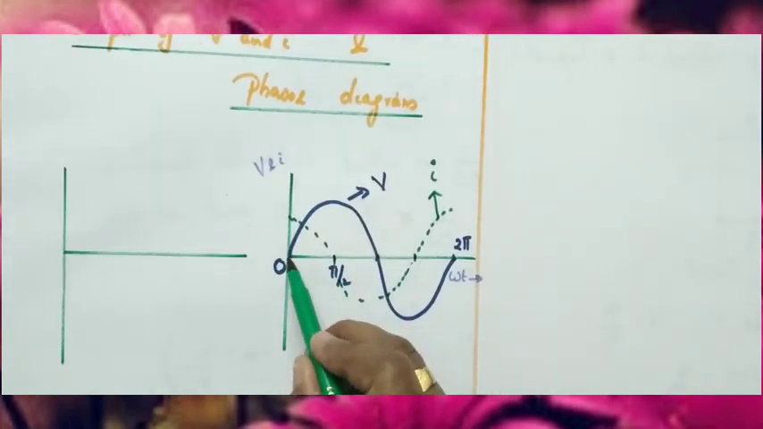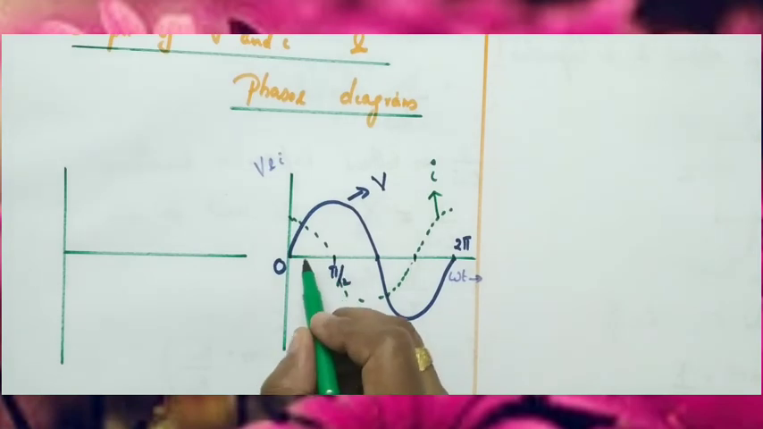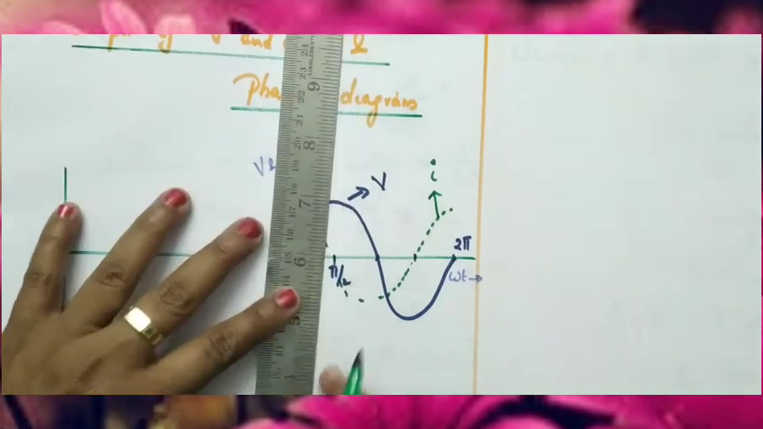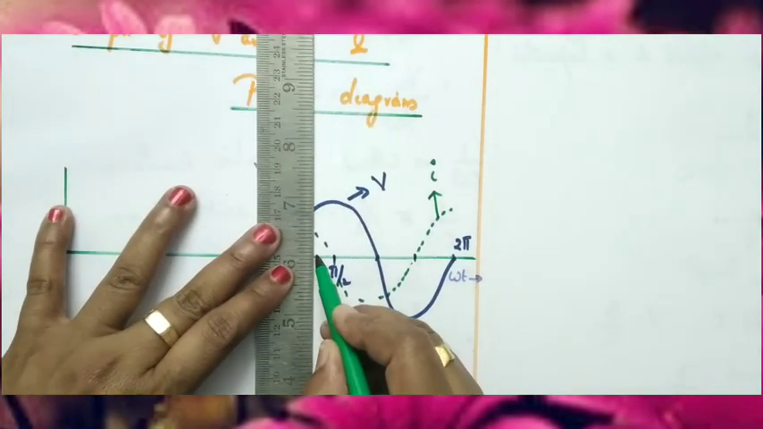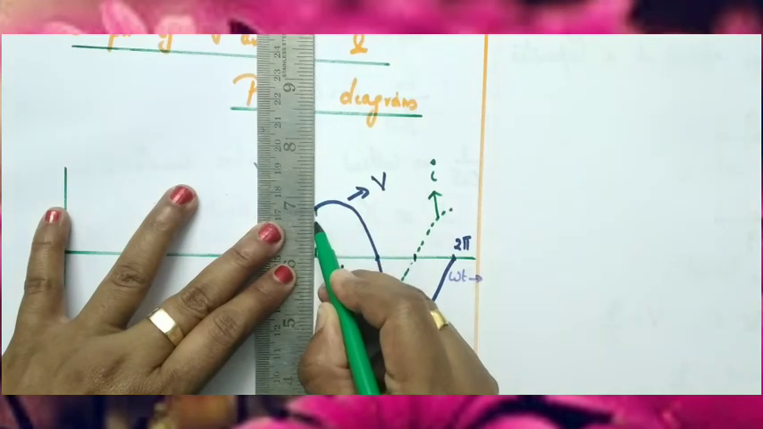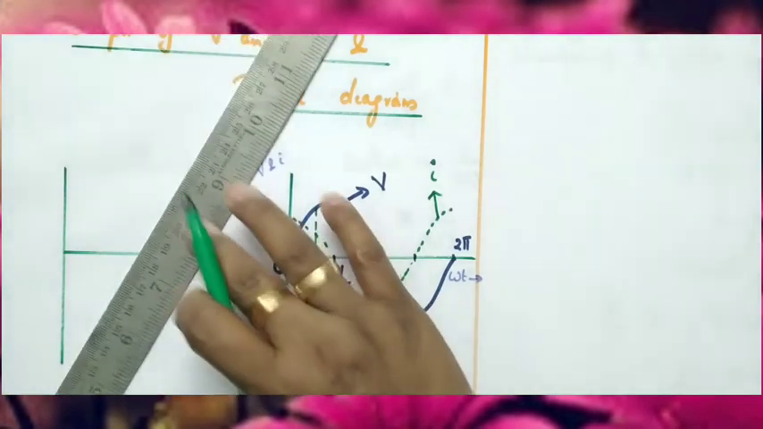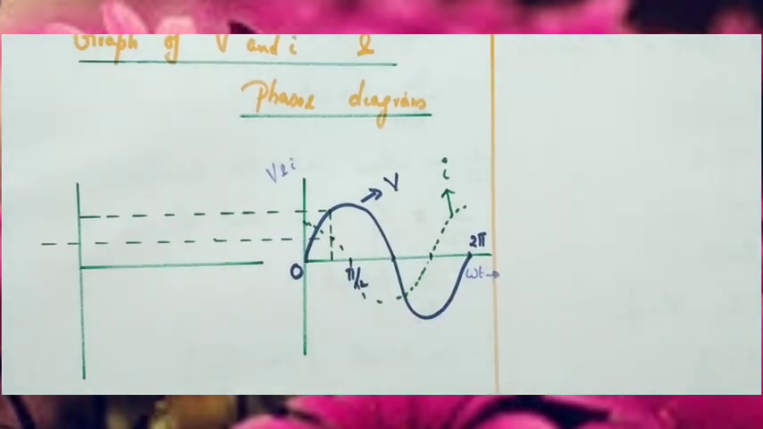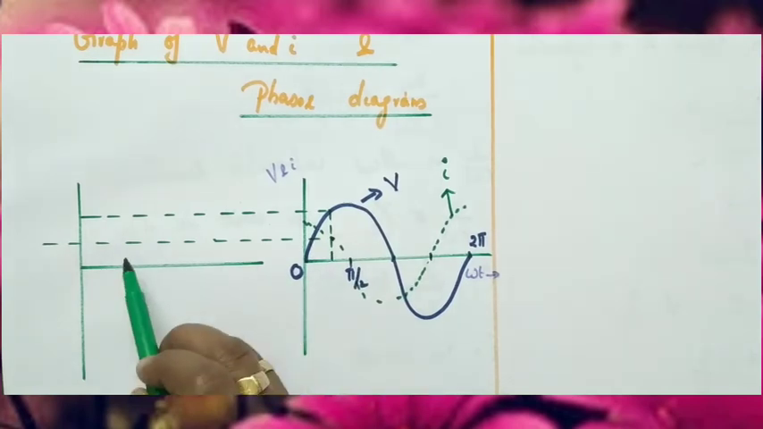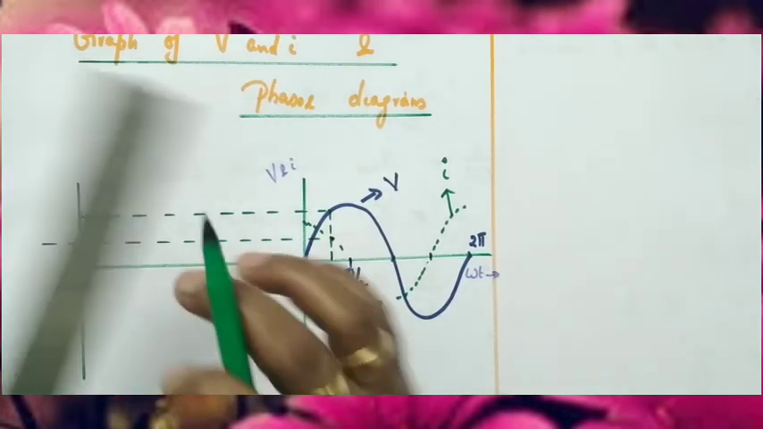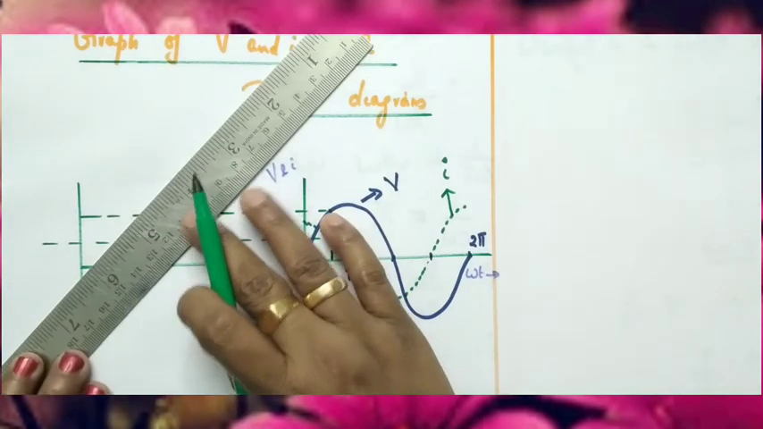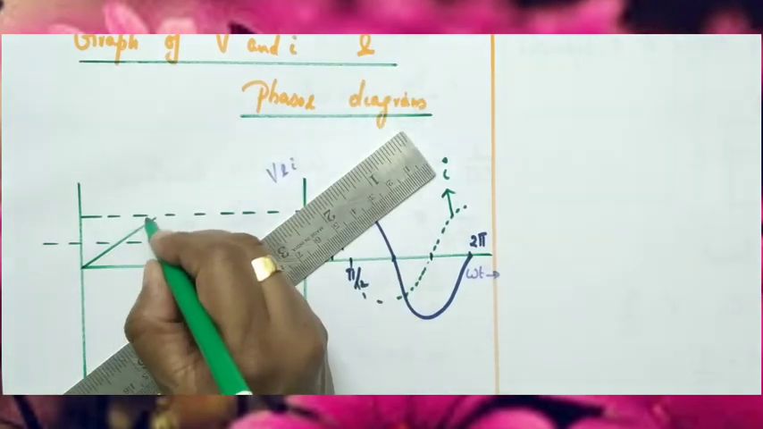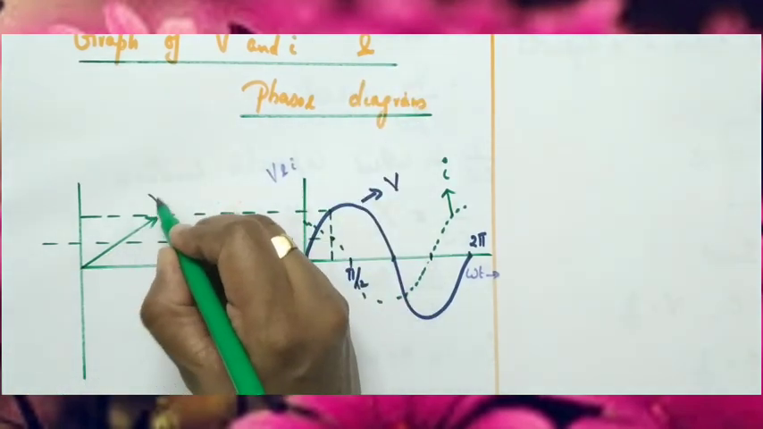Consider an angle between 0 and pi by 2 as usual. Let that angle be omega t1, and from that omega t1 we can draw a perpendicular like this. Here it touches the voltage curve and here it touches the current curve. From that draw a perpendicular. Now from the origin we can draw a vector. So this is the voltage graph, no? So we can draw a vector like this, and this represents the voltage phasor.